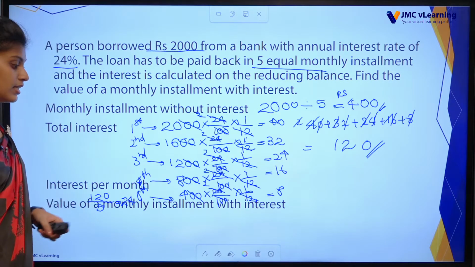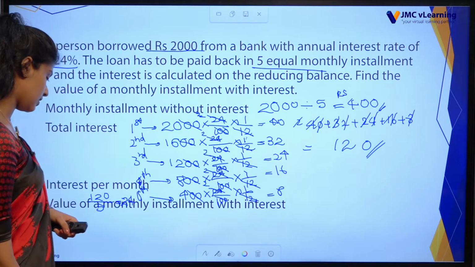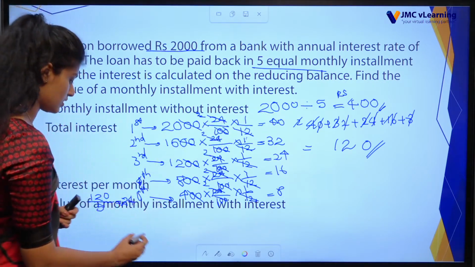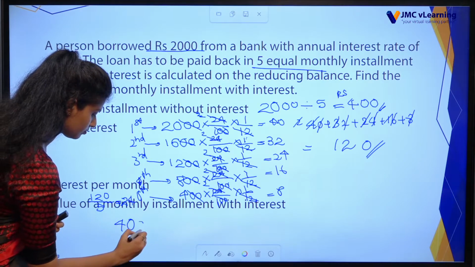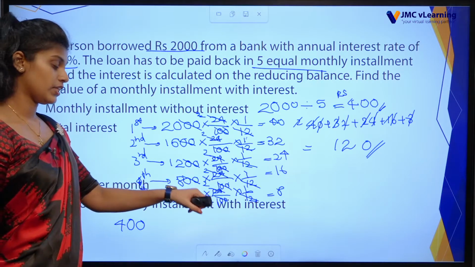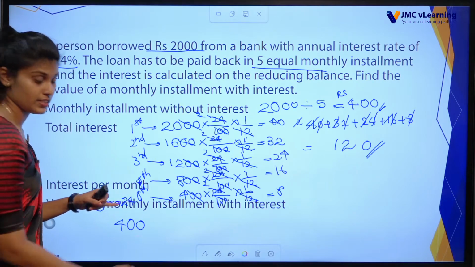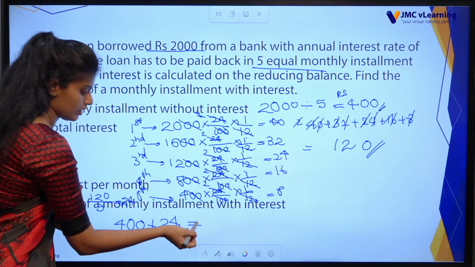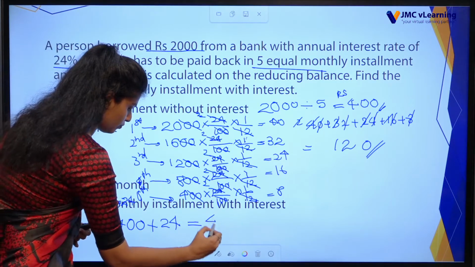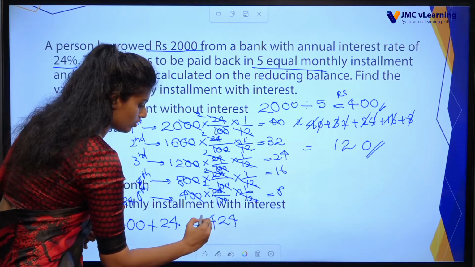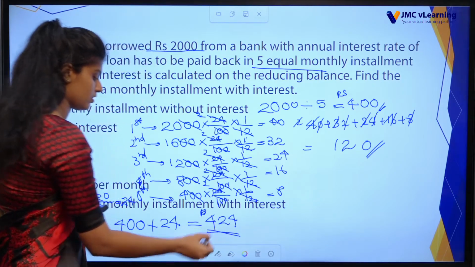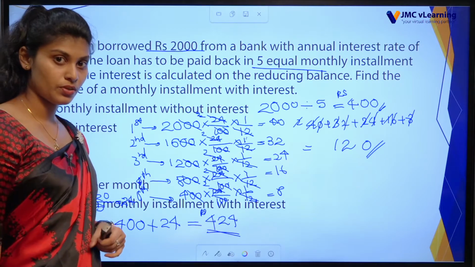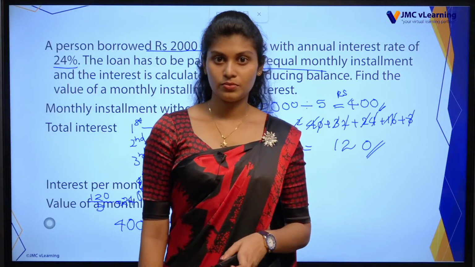Value of monthly installment with interest. Then the installment without the interest is 400 rupees. Then with the interest, the monthly interest is 24 rupees. You have to add 24. Then it's equal to 424 rupees. So the value of a monthly installment with interest is equal to 424.